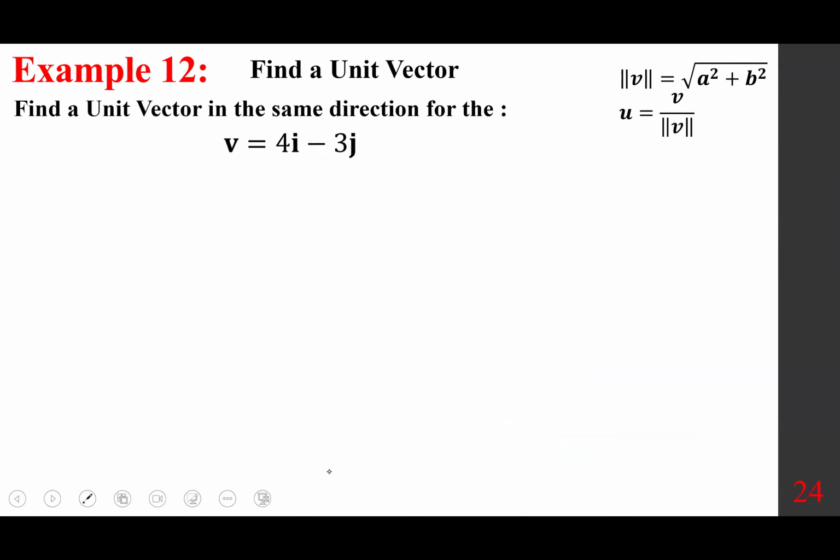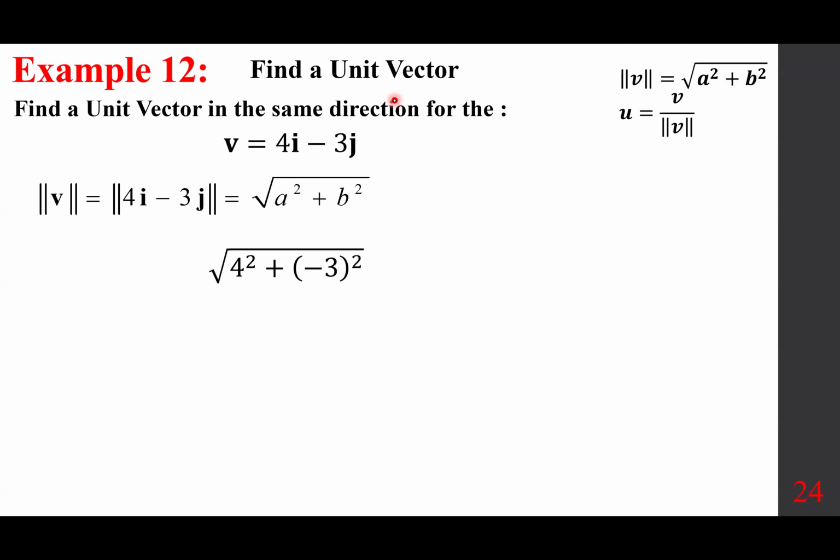So let's look at this example where we're going to find a unit vector. V is 4i minus 3j, reminding you that to find the unit vector in the same direction, first you have to find the magnitude. So the magnitude is the square root of a squared plus b squared. For this one it would be the square root of 4 squared plus negative 3 squared. And as you know, this is 16.